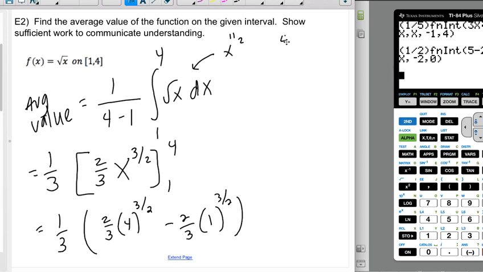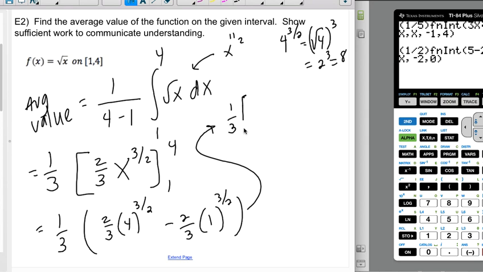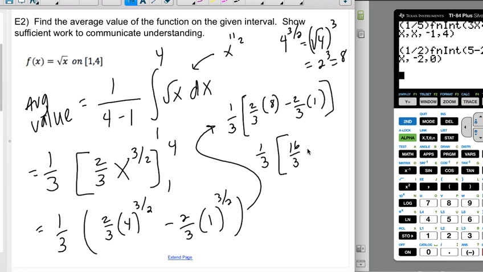So 4 to the 3/2, in case you need a refresher, is the same as the square root of 4 to the 3rd, right? So that's going to be a 2 to the 3rd or an 8. So that's worth knowing. So we end up getting that this is a 1/3, and then in here I have 2/3 times 8 minus 2/3 times 1. So I have a 1/3, and then a 16/3 minus 2/3. So I should get a 14 over 9, right? So that should be my answer.